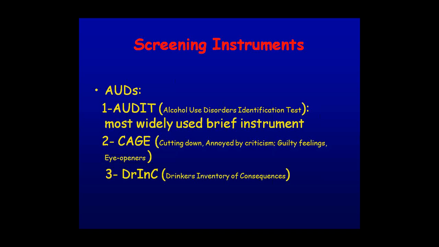So when we look at alcohol use disorders, the first one we're looking at is what we call the Alcohol Use Disorders Identification Test, the AUDIT. This is really the most widely used brief instrument. We have also used a shorter version, which is really very good. The typical one, the AUDIT, is a 10-item version, and it assesses particularly the alcohol consumption only.